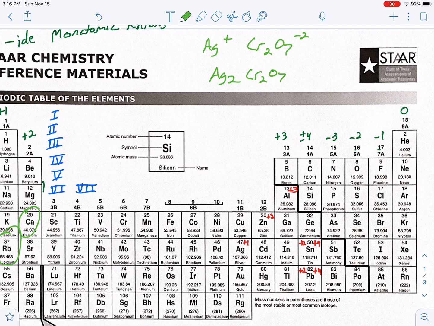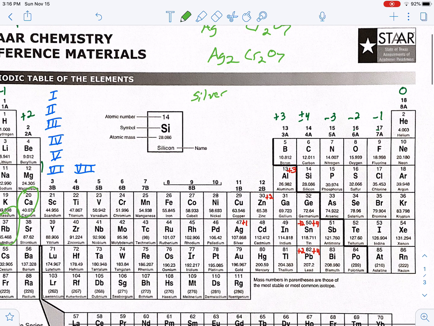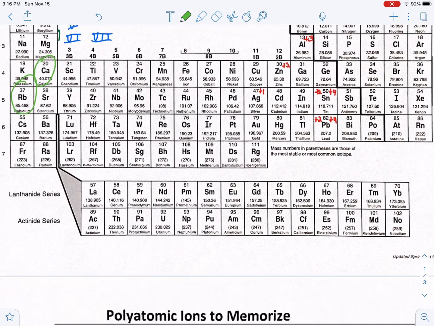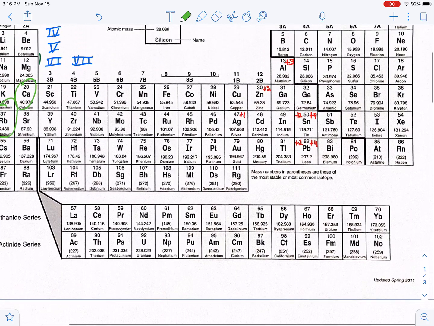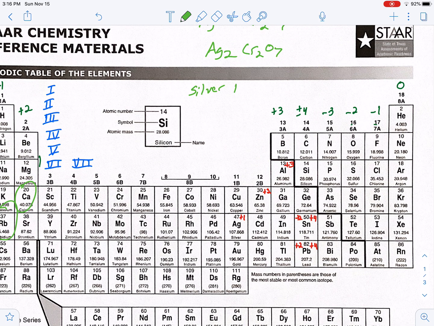Okay, so now let's look at our name. So Ag is going to be silver. Is silver a transition metal? Okay, silver is in our transition metals, but it's one of our exceptions, so we do not need the Roman numeral. It's always going to be +1, so this would be silver. And Cr2O7 is right here, so that would be dichromate. So this right here is silver dichromate.